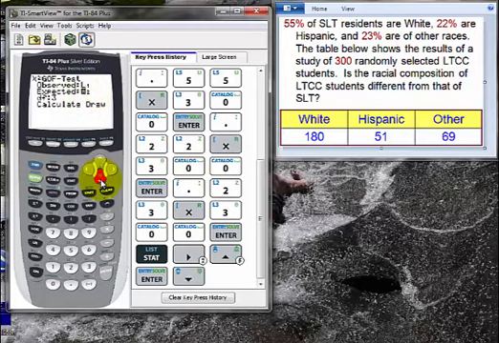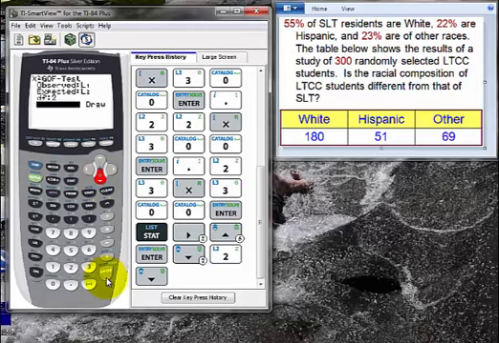So degrees of freedom, on the other hand, remember that was number of categories minus 1. There are 1, 2, 3 categories. 3 minus 1 is 2. So the degrees of freedom is 2. I just go to Calculate and hit Enter. And here we have it. Notice that the chi-squared, by the way, this is not an X. This is the Greek letter chi. And that's what it looks like.